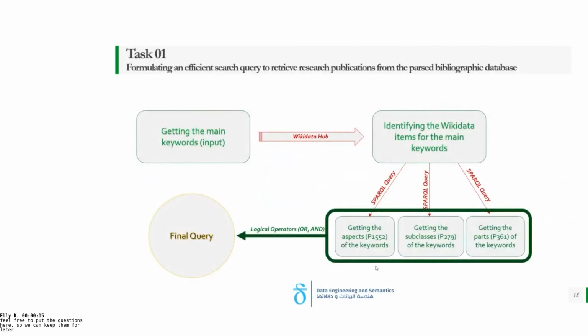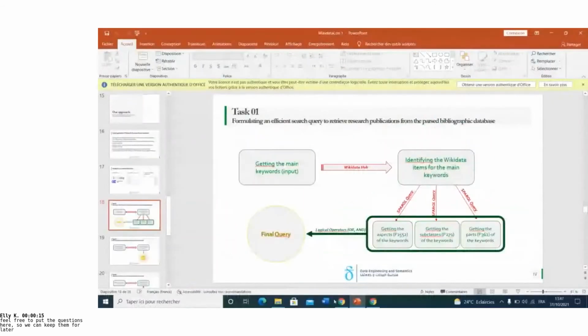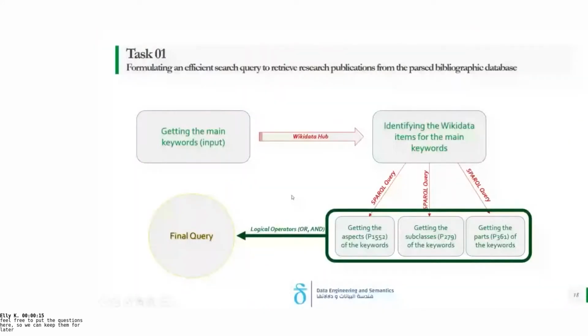Okay, let's begin with the first task. The first task is formulating an efficient search query to retrieve research publications from the targeted bibliographic database. In fact, we get the main keywords that are generated by users for the query, for getting the Wikidata item corresponding to an external identifier. Then we identify the Wikidata items that correspond to the main keywords.